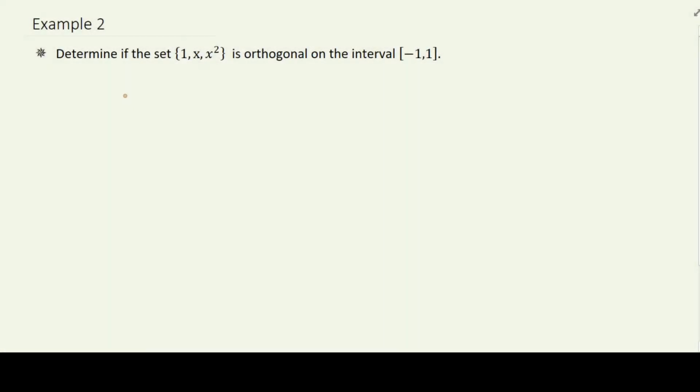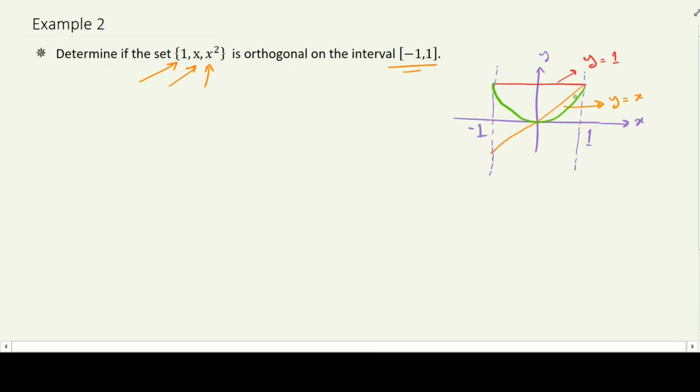Now let's consider a new example. We have a set consisting of three members, 1, x, and x squared. So you can consider this as an extension of the previous example, and we want to see if this new set is orthogonal on the interval -1 to 1. So if I draw those functions on the coordinate plane, I'm going to get something like this. So as before, this one is y equals x, this constant function is y equals 1, and this green function is the new function that we have added to our set, y equals x squared.